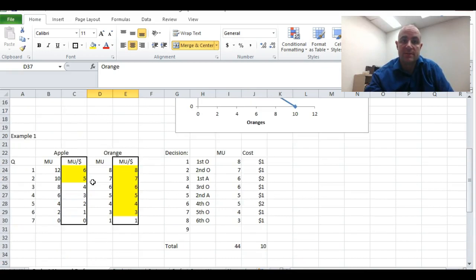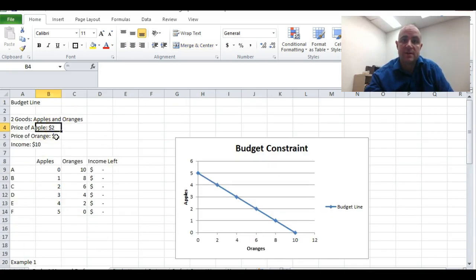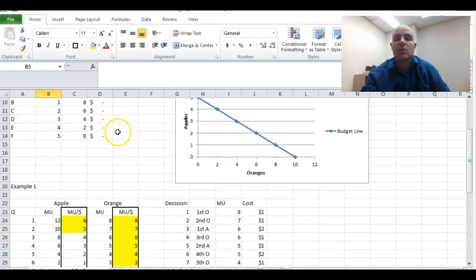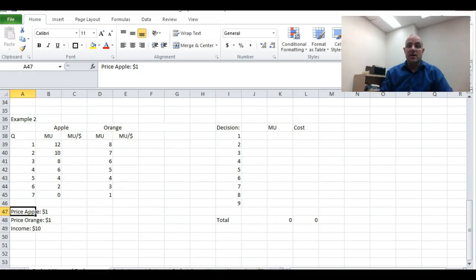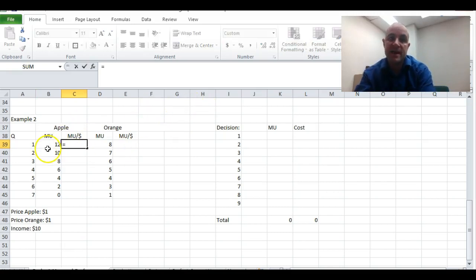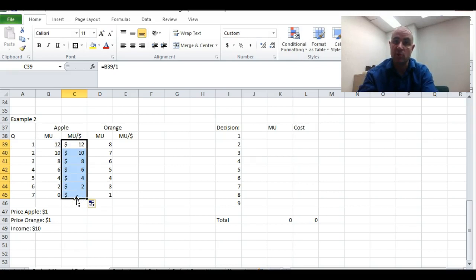If you remember, in the first case, an apple was $2 and an orange was $1. Well, now let's say that apples become cheaper, and now apples are only $1. So apples cost $1, oranges cost $1. So relatively speaking, every apple you buy becomes less expensive compared to an orange. You don't have to give up as many oranges to buy apples anymore. So let's go through and do all of our analysis again. Now, because an apple only costs $1, that marginal utility per dollar is going to be the same as the marginal utility.